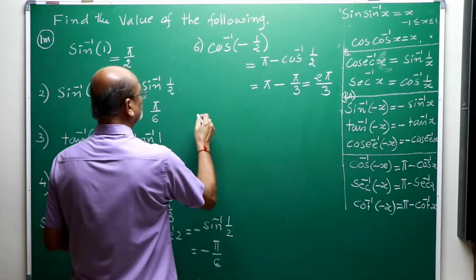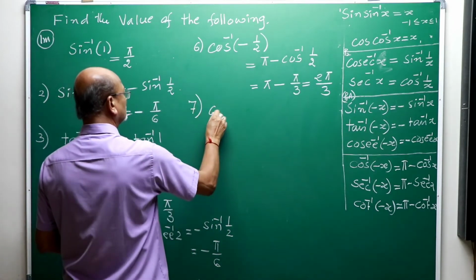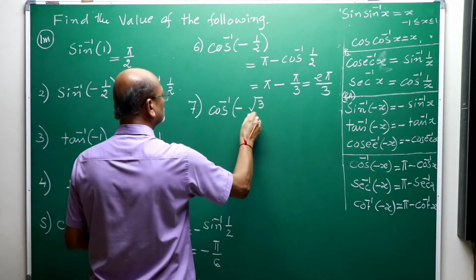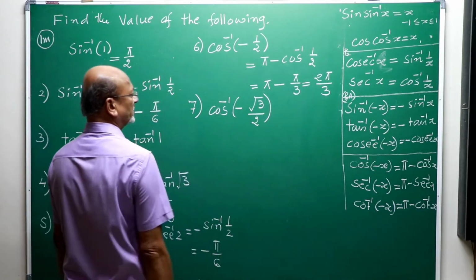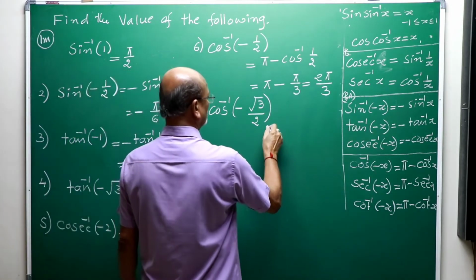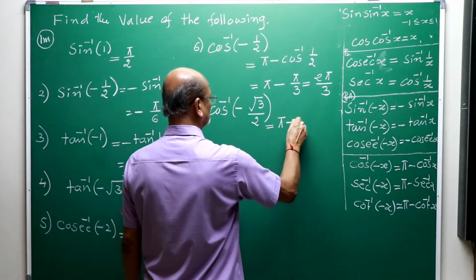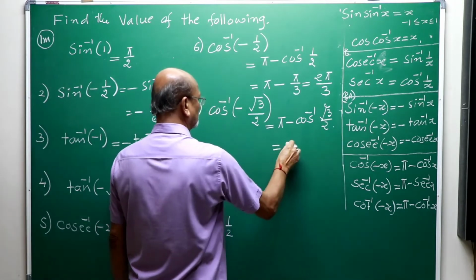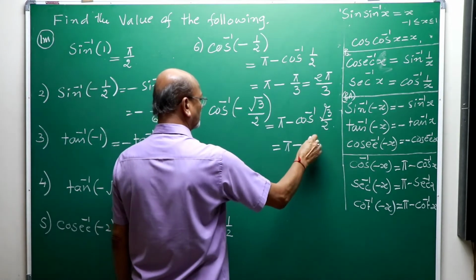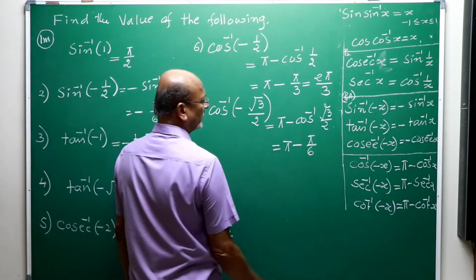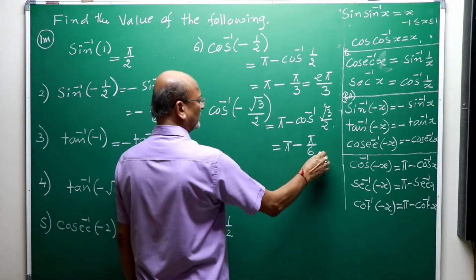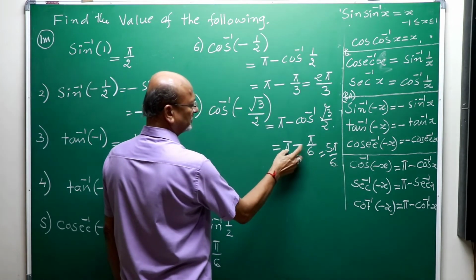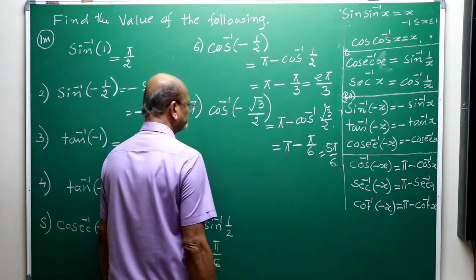Next is cos inverse of minus root 3 by 2. Once again, pi minus cos inverse root 3 by 2. What is the respective angle? 30 degrees, that is pi by 6 in terms of radians. If you simplify, friends, 6 minus 1 is 5, so 5 pi by 6.